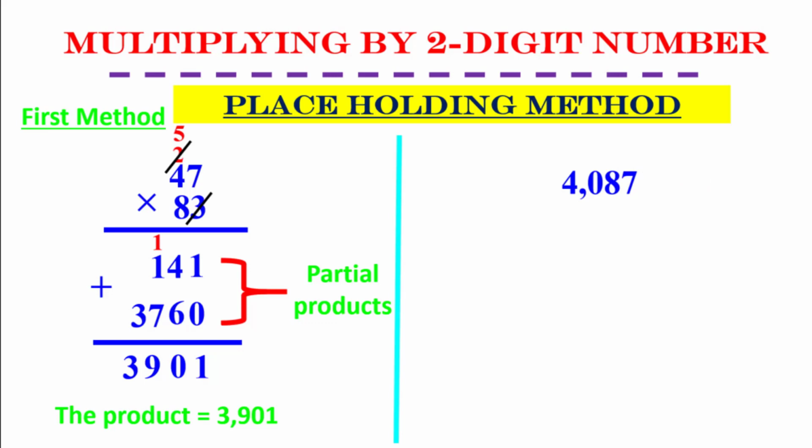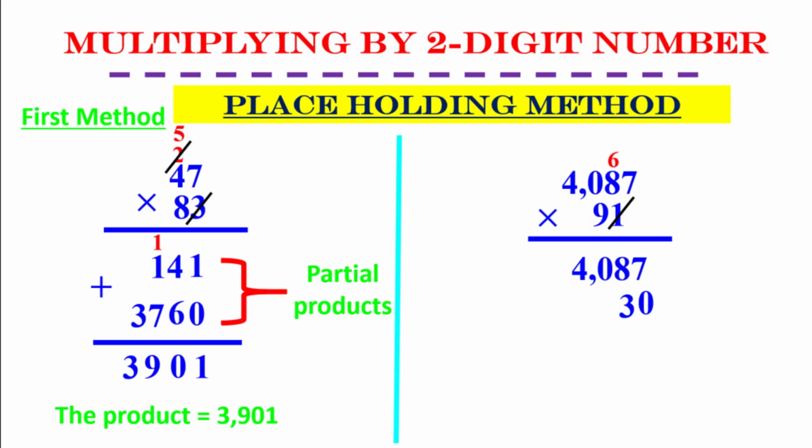Let's have another example. 4087 times 91. Starting with the units place, which is 1. 1 times 4087, it will be the same number directly. Before going to the tens place, we will hold the units place with 0. Cancel units place and go to tens place. 9 times 7 equals 63. Write 3 and keep 6.